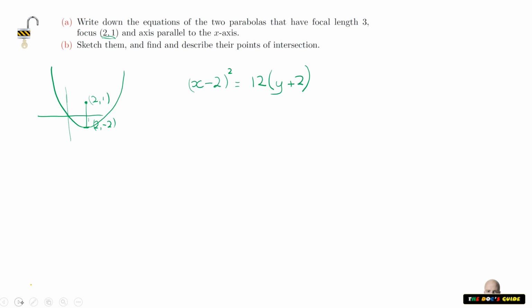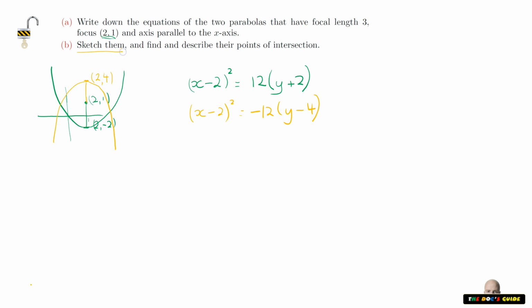If we look at our other possibility, if again (2, 1) is the focus and we have a focal length of 3, then from the focus to the vertex could be this way, which would take us to the point (2, 4), and to have the focus inside our parabola, it must be concave down. And that particular equation for the parabola would be (x minus 2) squared equals minus 12 outside of (y minus 4). So these are our two parabolas.